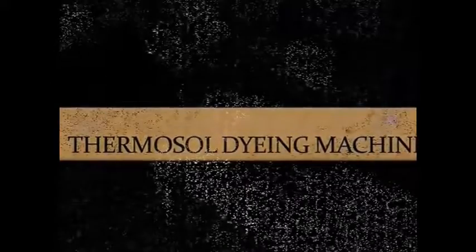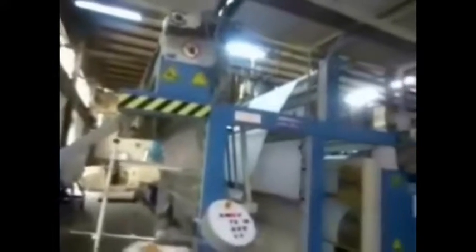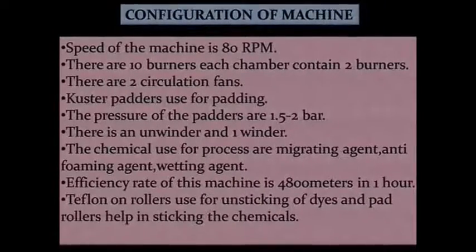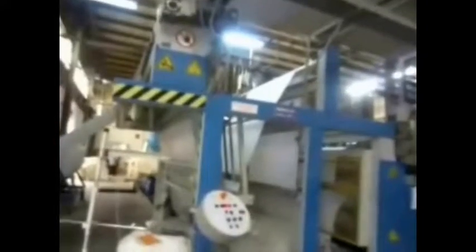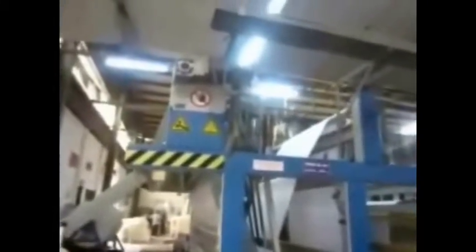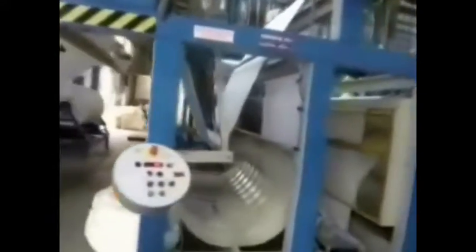Thermosol dyeing machine. Here are the machine configurations. Fabric rolls coming from the mercerization process are settled at the front of the thermosol dyeing machine for dyeing. The PLC control system is also beside the machine at the front.